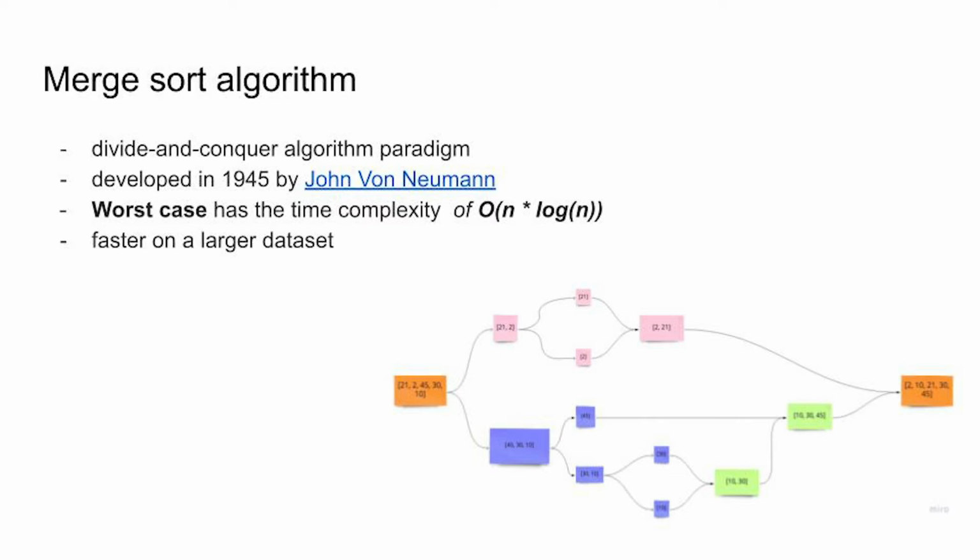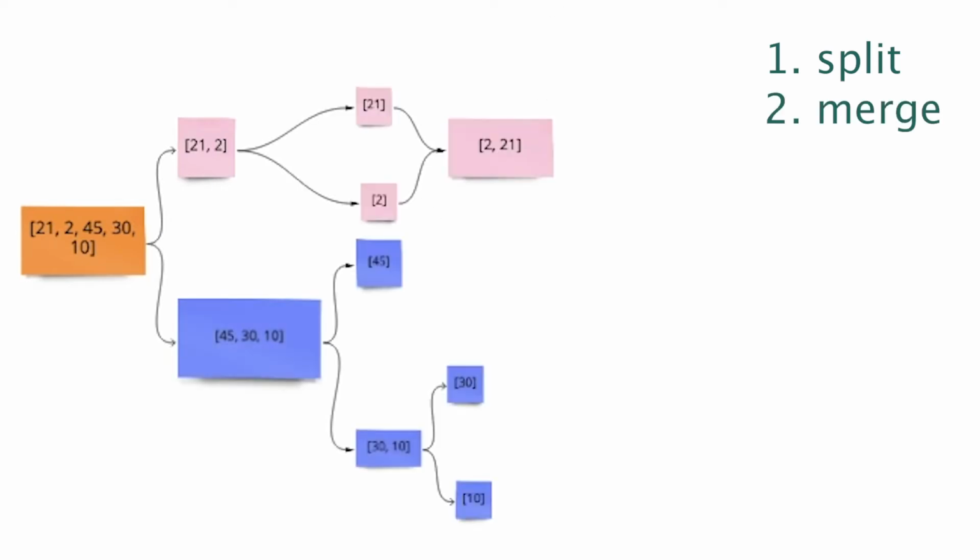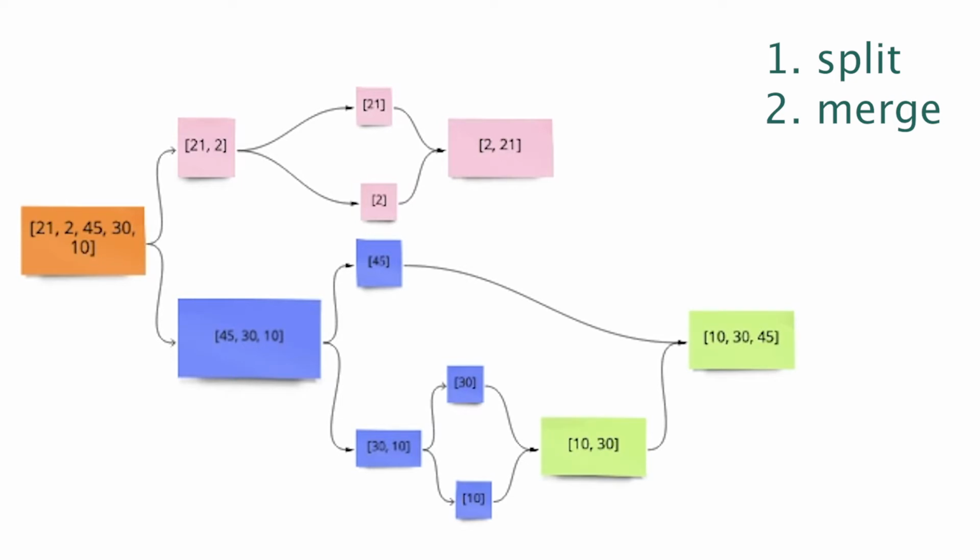But how does it work? Generally speaking, the merge sort algorithm works in the following way. First, we have an unsorted list. Split the unsorted list into n sublists. Next, compare each of the elements and sort them.